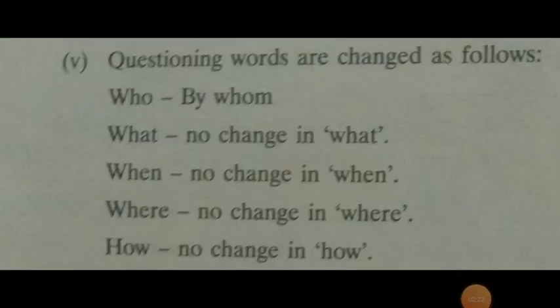The questioning words in the sentence are also changed as follows. Who becomes by whom. Who brought the cake is in active voice. So this is an interrogative sentence. Who brought the cake? By whom was the cake brought? So here also the position of the subject, object and verb has totally changed. And who becomes by whom. What has no change. When, where also have no change. And the questioning word how also has no change. Only who becomes by whom in case of converting an active voice into a passive voice sentence.